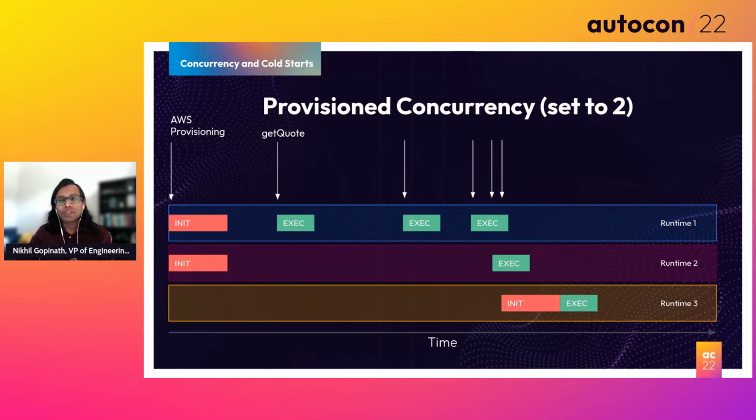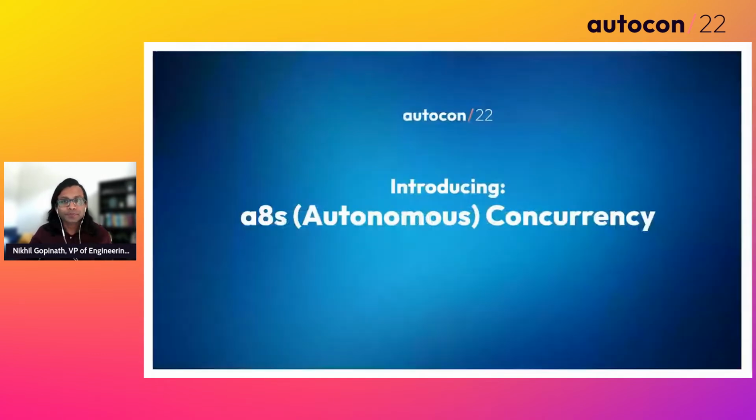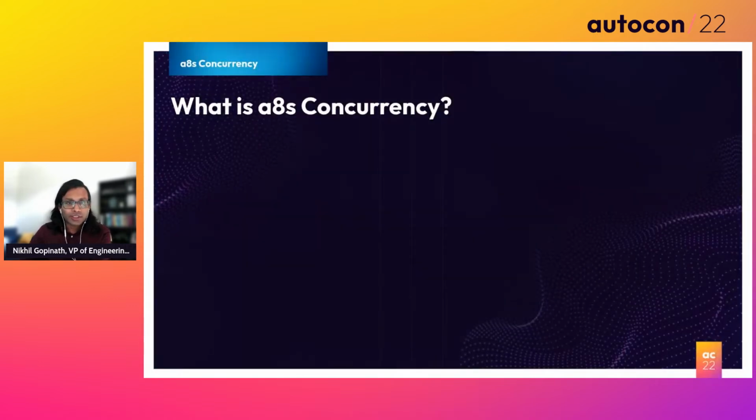But the problem here is provisioned concurrency is a trade-off. It's not cheap, right? You have to pay extra money for just keeping those runtimes up and ready. So this is where we want to introduce the concept of autonomous concurrency. So what is autonomous concurrency?